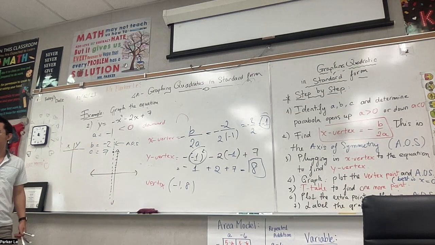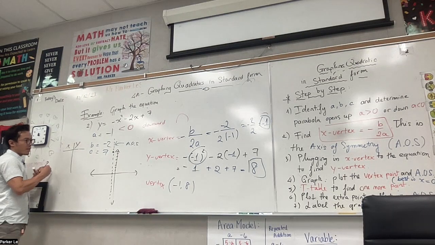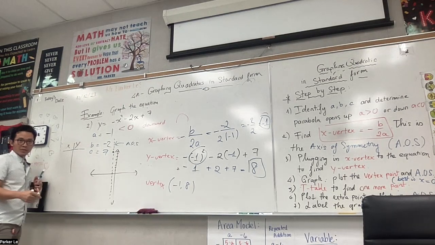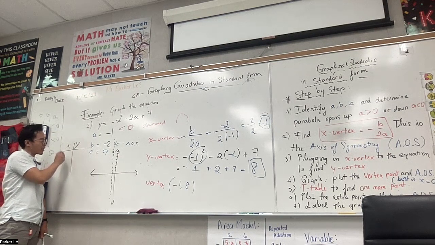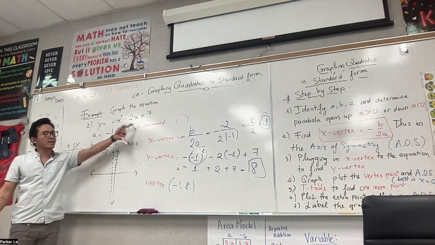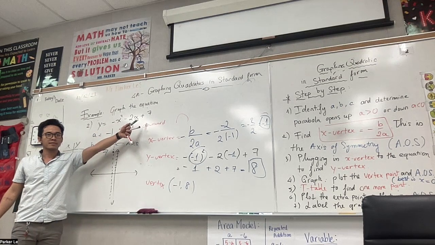What next? Emily, what's next? Look at it step by step. You're at step 4, right? What is the next step? Exactly, T-table to get another point. So what point is the best one? Emily, what point is the best? 0. Very good. 0. 1.5 is 0 right here. What is the y? 7.